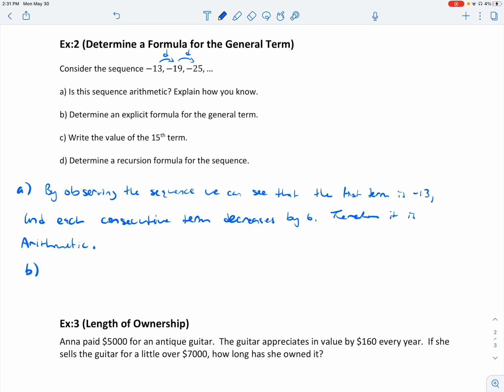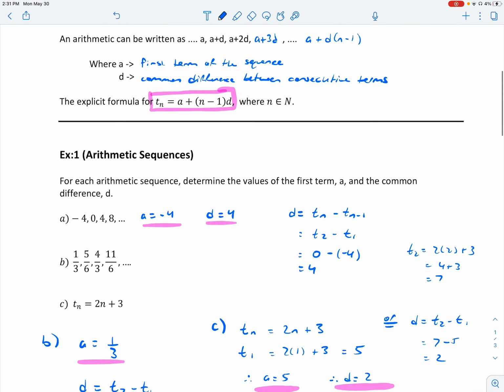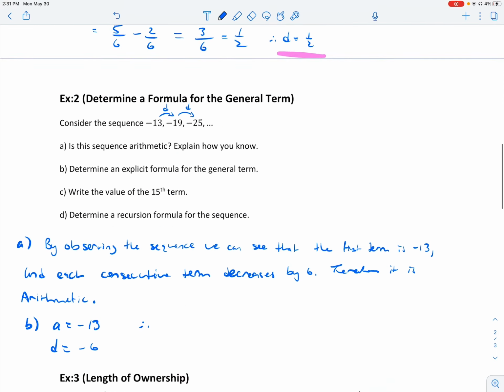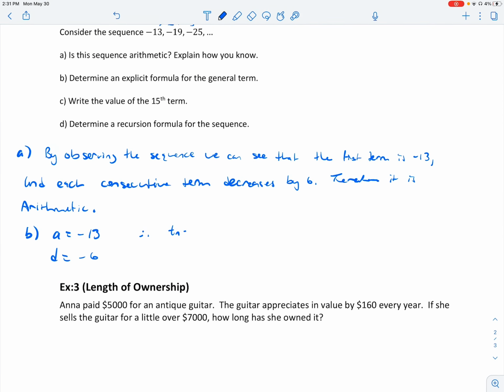So it's helpful to know what our first term is. That's -13. And we also know that because the sequence was decreasing by 6, we know the common difference is -6. So therefore, using our general equation, which is right here, we'll write it out. So the first term is -13. That's the a value. The common difference is -6.